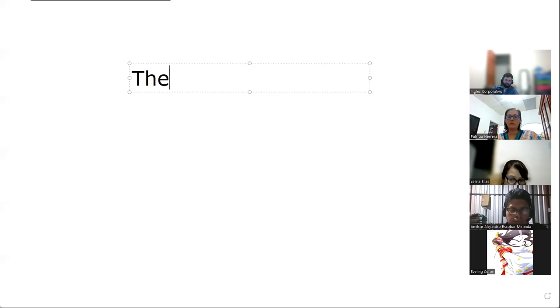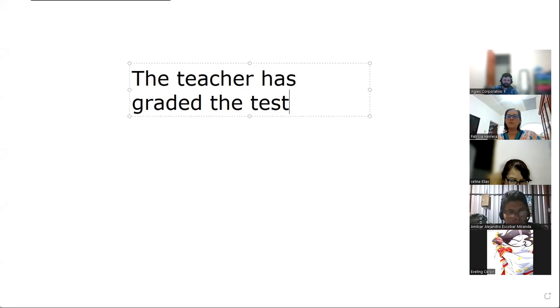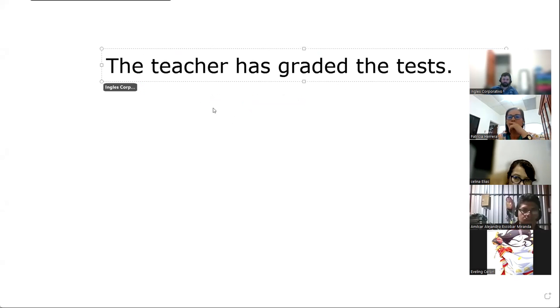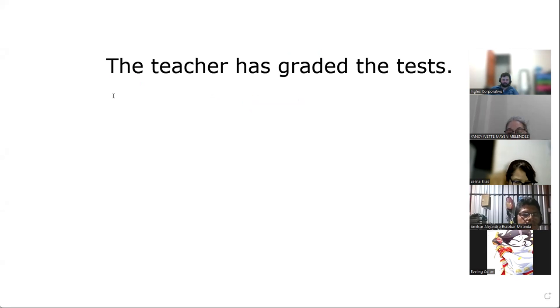So let's say the teacher has graded the tests, okay? So now let's think about this, guys. First of all, you can remember, you cannot turn something into passive voice if it doesn't have a direct object, okay? So when we say, guys, the teacher has graded the tests, of course we have the direct object here, right? So what is the structure of turning this into passive voice? Subject, have, and the participle verb. Okay, very good.